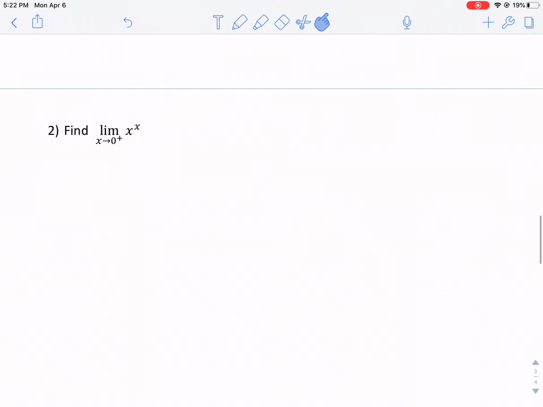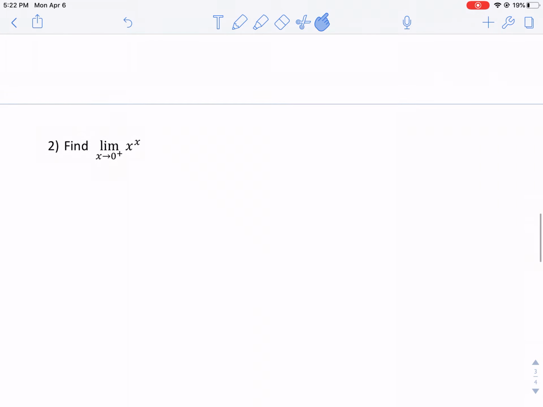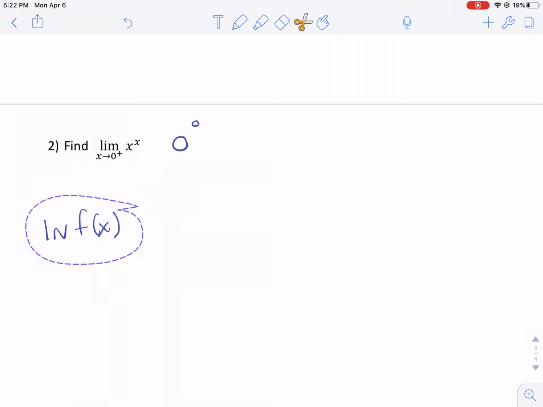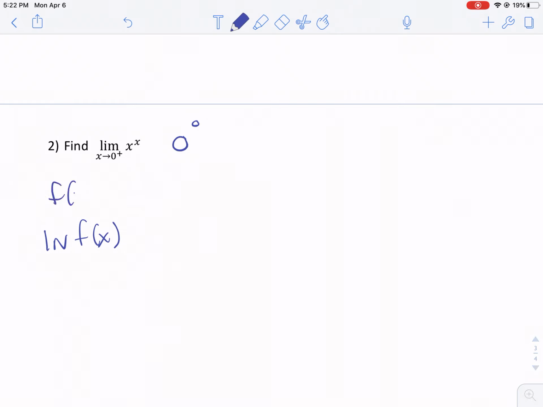Okay, let's try another one. If I take the natural log of this, if I plugged in, excuse me, you should always try to substitute. If I try to substitute, I would get 0 to the 0 power. Indeterminate, but not ready for L'Hopital's. So I'm going to take the natural log of what I'm going to call f of x. I'm just going to define it for clarity for you guys.